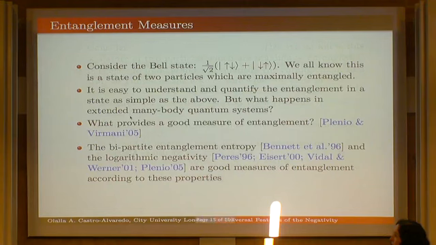So in particular, thinking about all these ideas, people a long time ago came up with two measures of entanglement that have now become very popular, especially among people with my sort of expertise in low-dimensional quantum field theory. One of them is the bipartite entanglement entropy, or von Neumann entropy, and also there is the measure I'm going to talk about today, which is the logarithmic negativity.